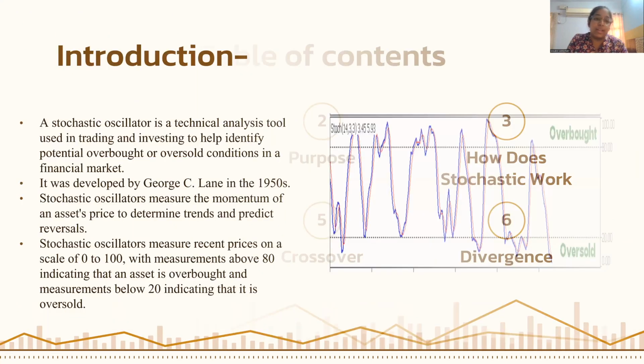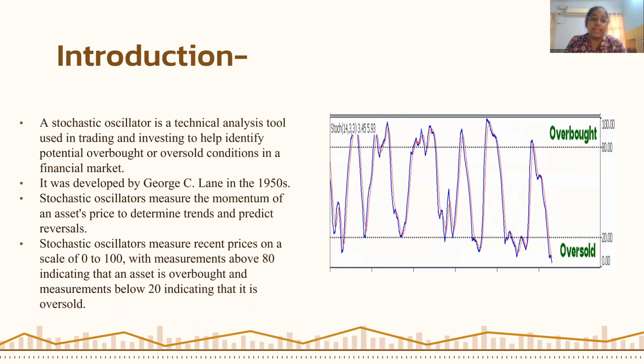What is a stochastic oscillator? A stochastic oscillator is a technical analysis tool which is used in trading and investing to help identify potential overbought or oversold conditions in a financial market. It was developed by George C. Lane in the 1950s and it is a popular and important indicator. The stochastic oscillator measures the momentum of an asset's price to determine trends and predict reversals.